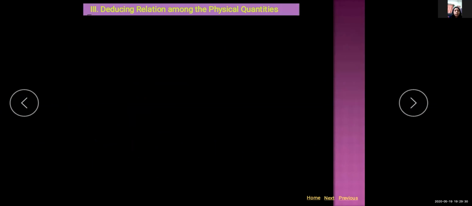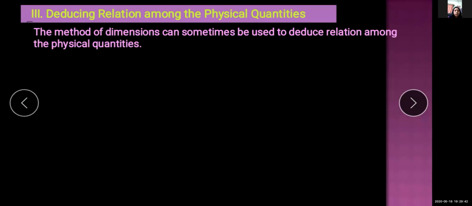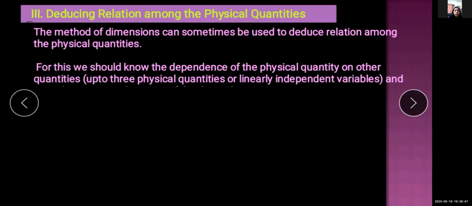Third, the application of dimensional analysis is deducing relations among the physical quantities. So the method of dimensions can sometimes be used to deduce relations among the physical quantities. How do we find the relations? For this, we should know the dependency of physical quantities on other quantities. Up to 3 physical quantities are linearly independent variables, and consider it as a product type of dependency.